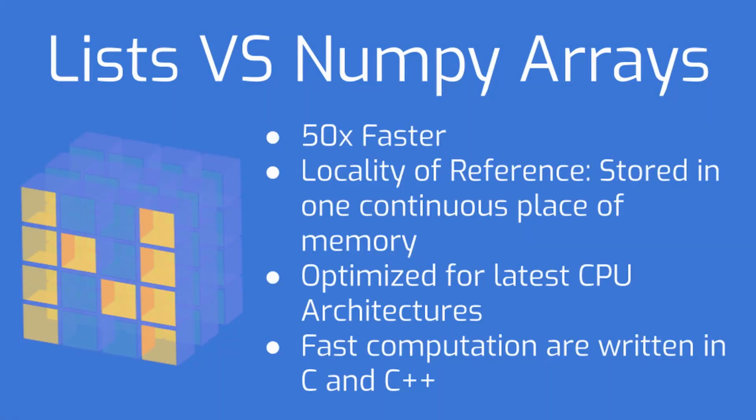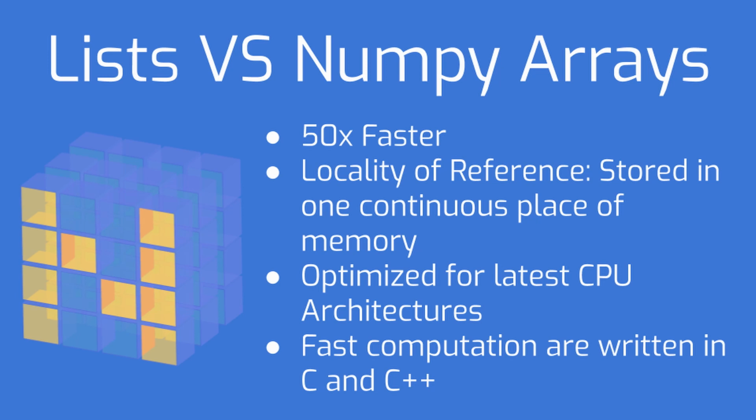This is due to a couple of reasons. One of the main reasons is something called locality of reference in computer science, meaning that Numpy arrays are stored in one continuous place of memory, while lists are not. This means that Numpy arrays can process actions, be accessed, and manipulated very efficiently and very fast.